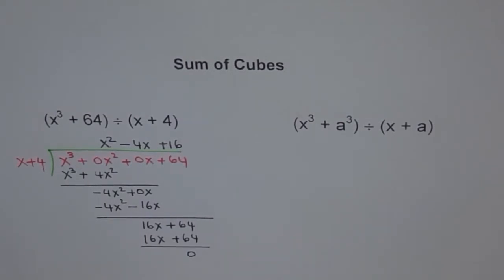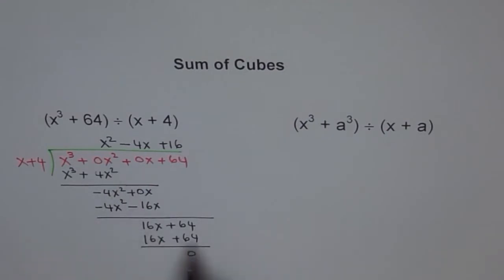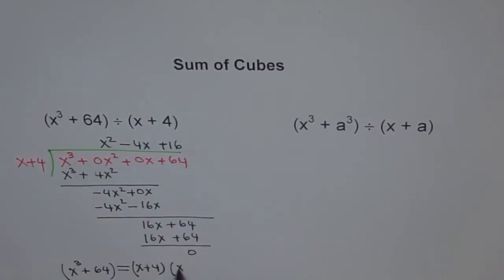That means what? That means x plus 4 is a factor of this. And we can write our division statement now. So division statement is that x cubed plus 64 is equal to x plus 4 times the quotient, which is x square minus 4x plus 16.